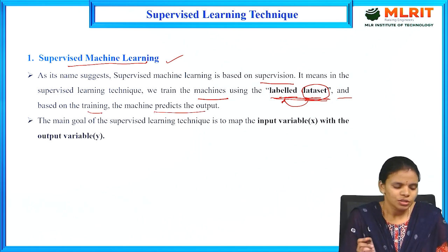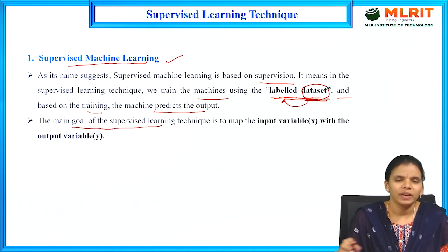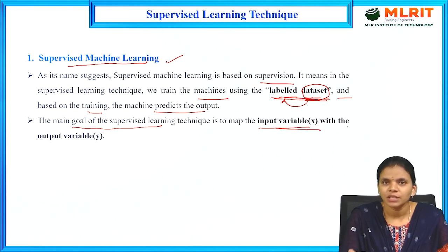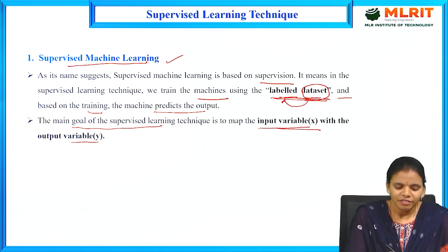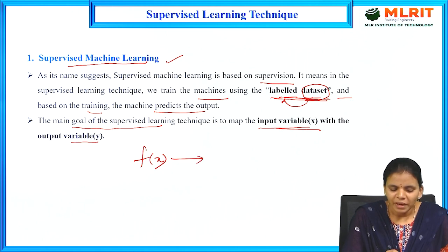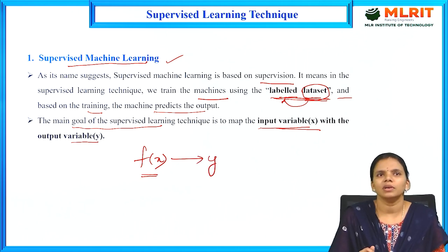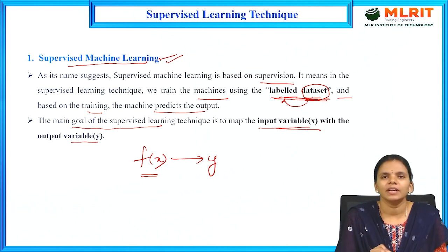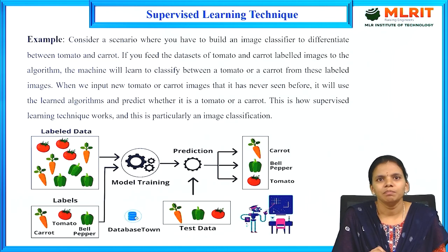So what is the main goal of supervised learning technique? The main goal of supervised learning technique is to map the input variable x with the output variable y. For example, we have an input variable x and we'll be mapping that input variable x with y. Now, how will a supervised machine learning technique work? Let's discuss the working of this supervised learning technique with a simple example.